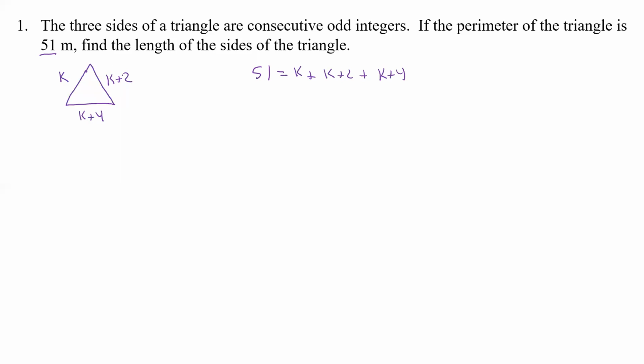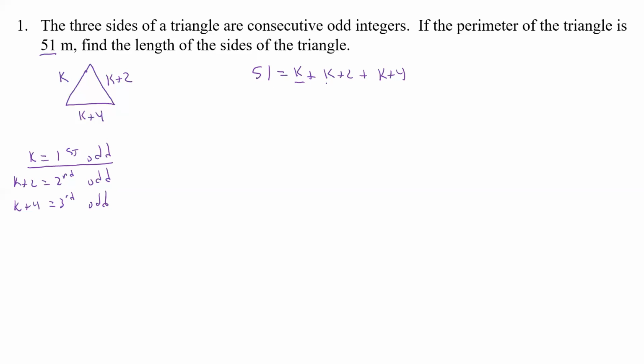So we first set this down: k is equal to the first odd, k plus 2 equals the second odd, and k plus 4 equals the third odd. That's how we're doing it, 2 and 4 after that first odd. We have to have k be odd, and every time we add 2 more, it's still odd. Now we have to add like terms.